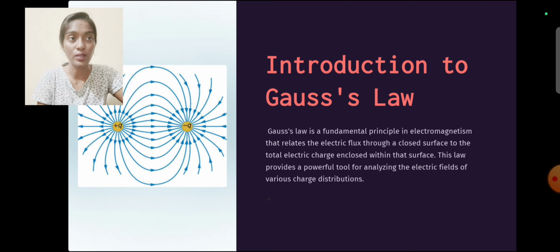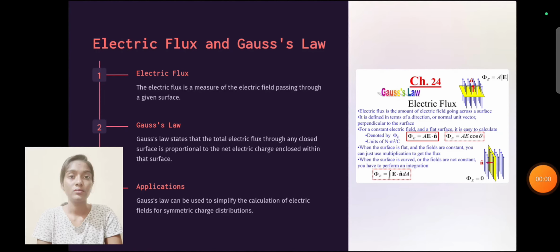Let's move forward to the next slide. Electric flux and Gauss law. Electric flux. The electric flux is a measure of the electric field passing through a given surface. Gauss law. Gauss law states that the total electric flux through any closed surface is proportional to the net electric charge enclosed within that surface. Applications. Gauss law can be used to simplify the calculations of electric fields for symmetric charge distributions.